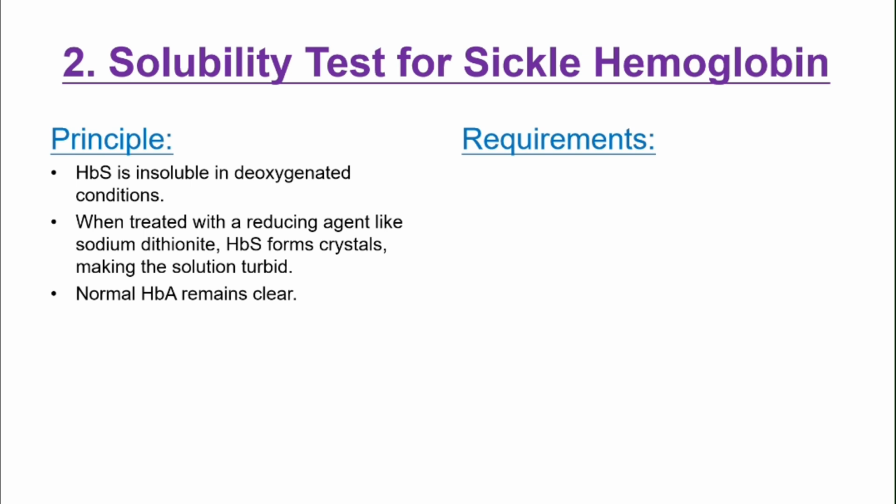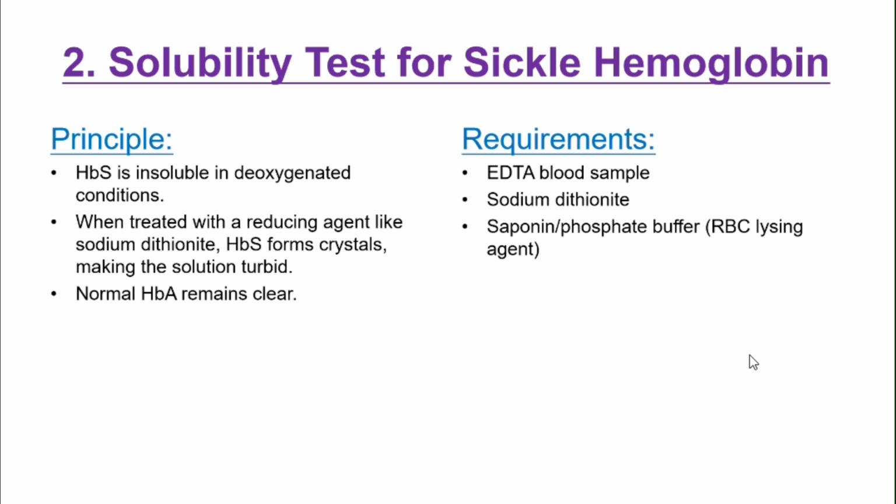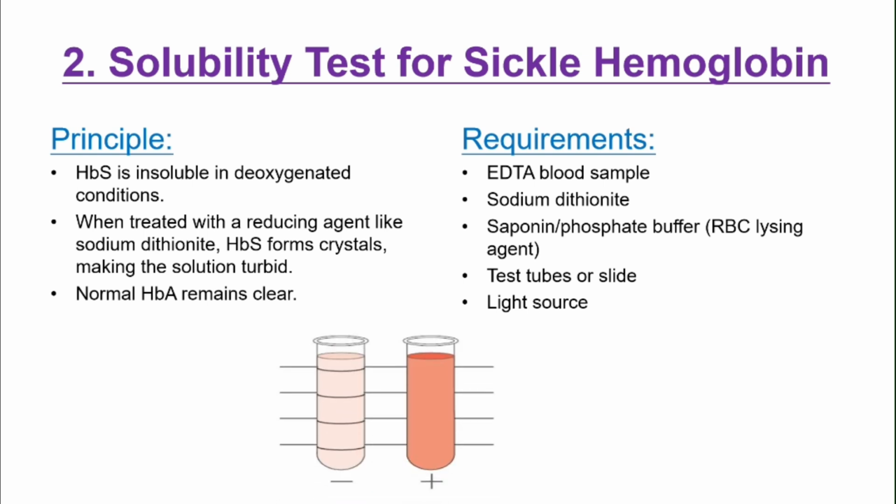The requirements for the solubility test are an EDTA sample, sodium dithionite, and saponin or phosphate buffer, which helps as an RBC lysing agent, and the test tube or a slide. Basically we use a test tube rather than a slide, and we need a light source.